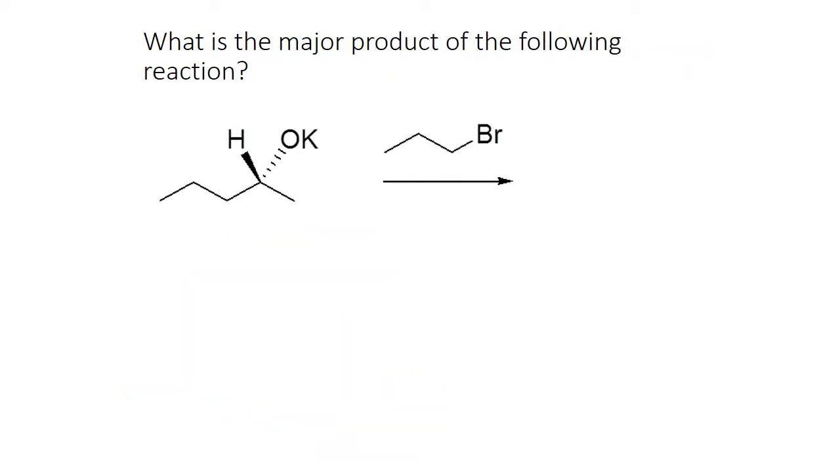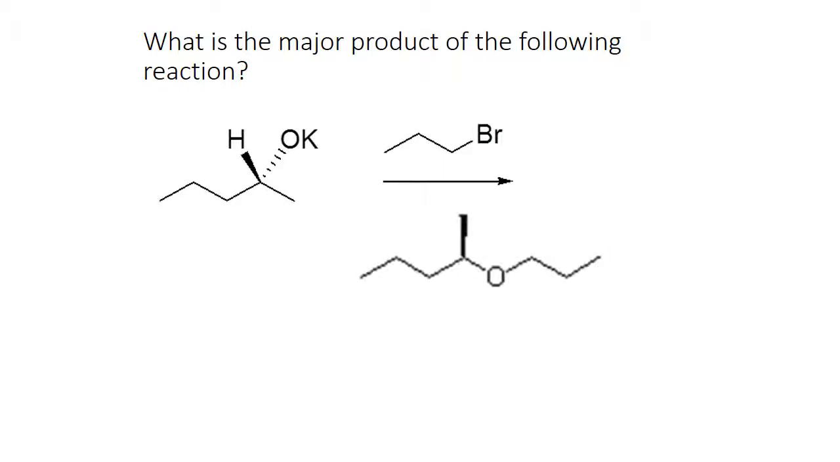So what is the major product of the following reaction? If I look at this, this is an alkoxide and this is a primary halide. That's the setup for a Williamson ether synthesis. So if I look at this, you can see that this oxygen is going to do an SN2 on this primary carbon, and it's going to give us an ether.